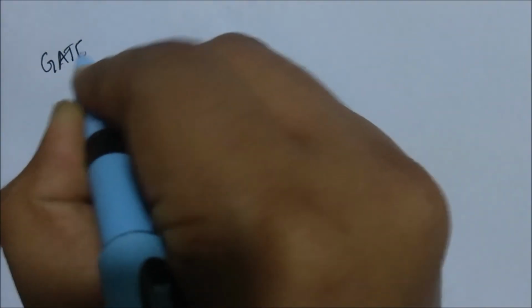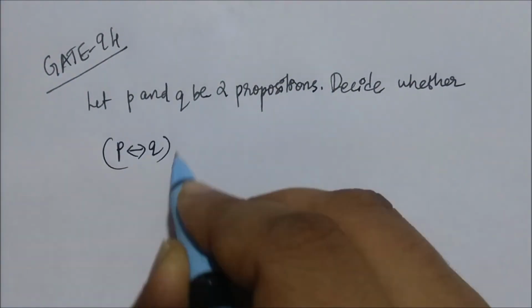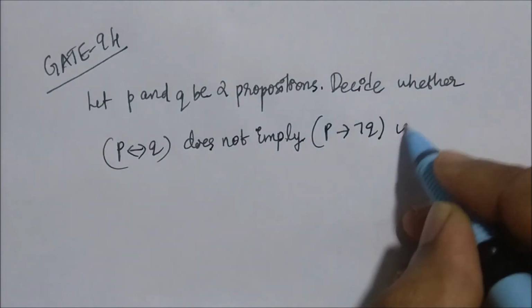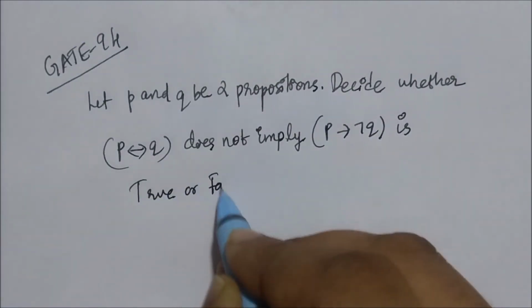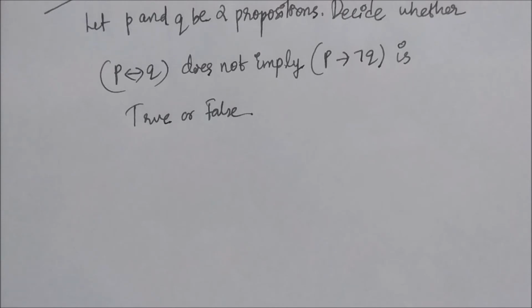Okay, the next question. This question came in the GATE 1994 paper in the 2 mark section. The question is: let P and Q be two propositions. Decide whether "P if and only if Q does not imply P implies not Q" is true or false. Now we have to decide actually whether P if and only if Q does not imply P implies not Q. So that is a statement, and whether that statement is true or false, we have to decide that.